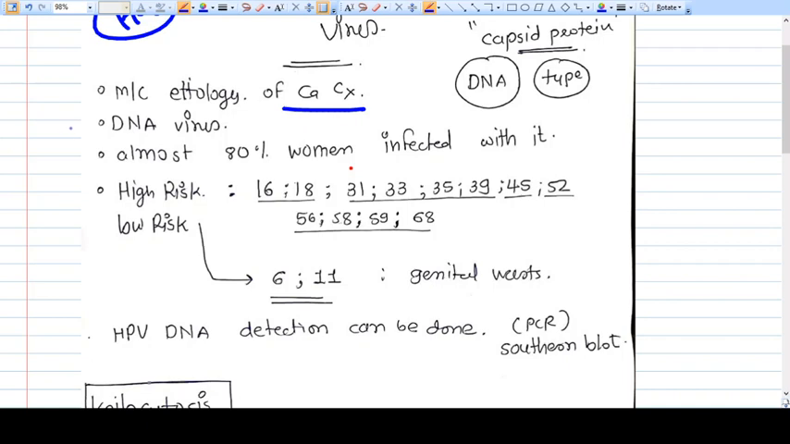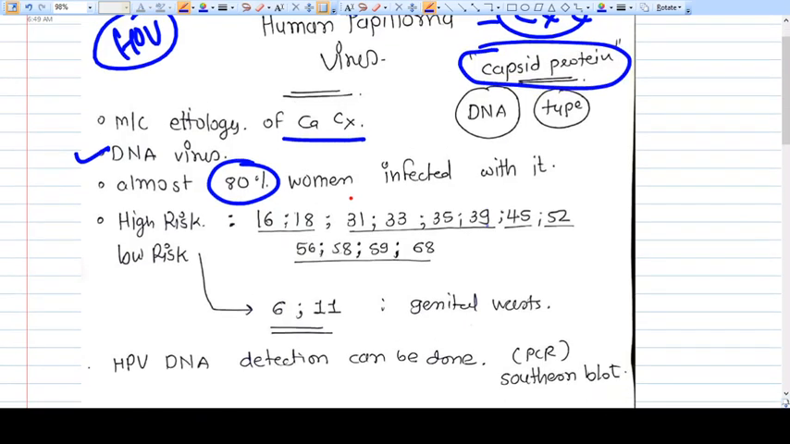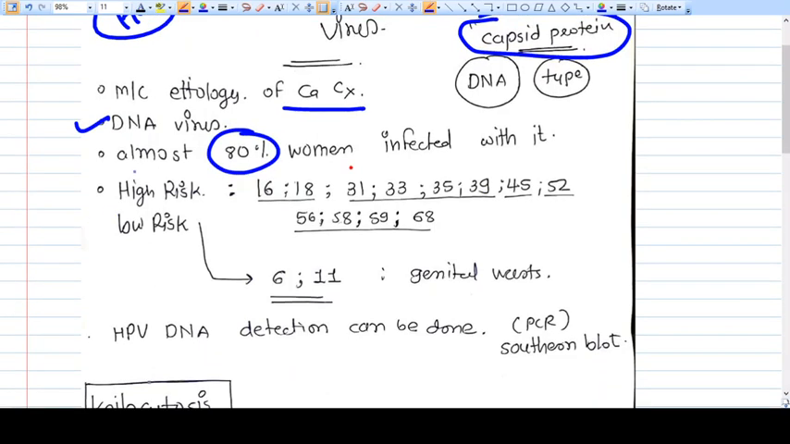It is basically a DNA virus, and almost 80% of the women get infected during their lifetime. There are various types of HPV dependent on the capsid protein which the virus has. There are two different types: one are the low risk, one are the high risk types. What are the high risk types? Please remember 16, 18, 31, 33, 35, 39, 45, 52.